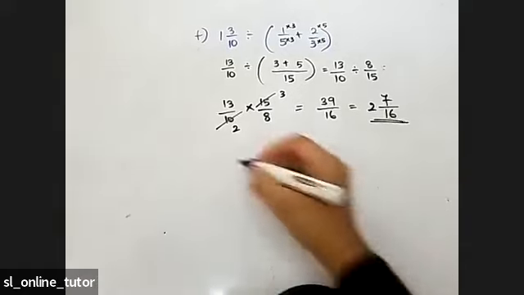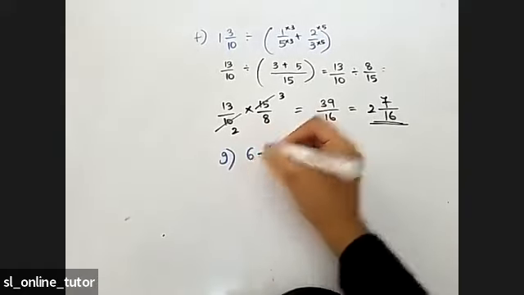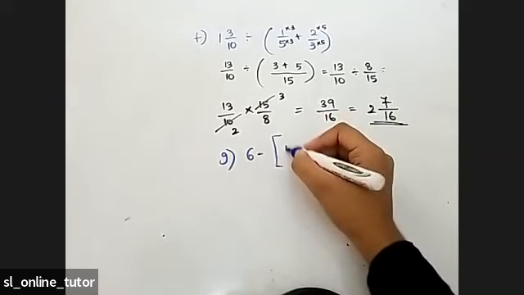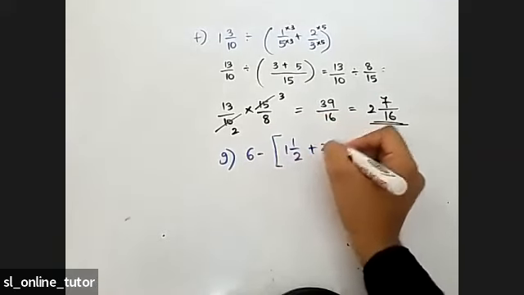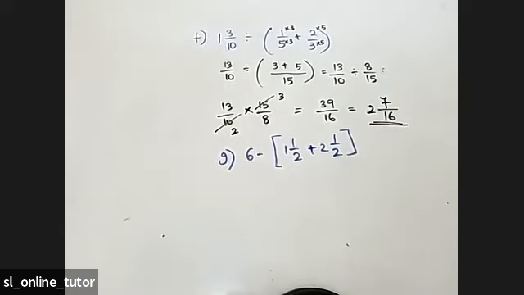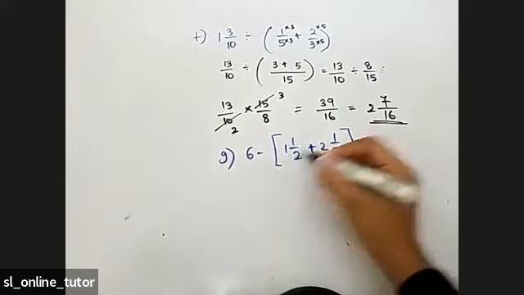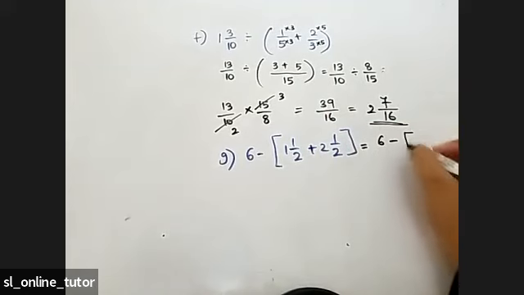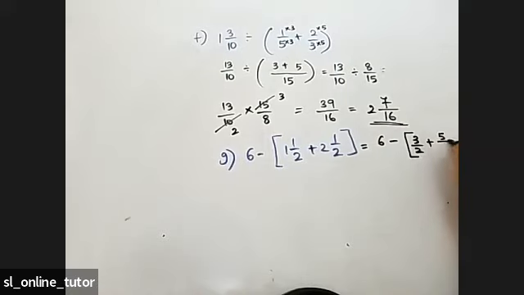Now we'll come to the G part. In G part, 6 minus a big square bracket is given: 1 upon 2 plus 2 1 upon 2. Two mixed fractions are given to be added inside the square bracket. So first of all, we'll make this clearly: 6 minus 3 upon 2, 5 upon 2.